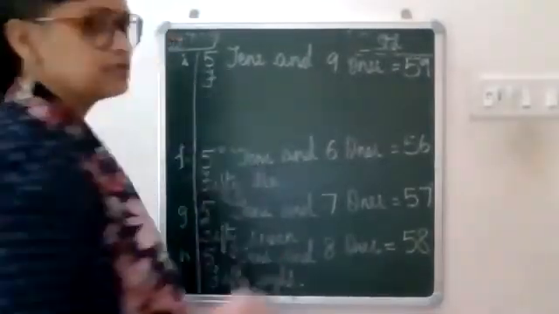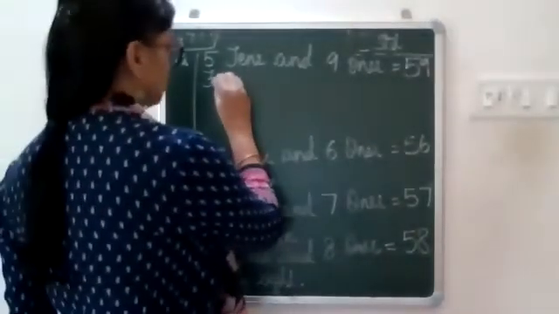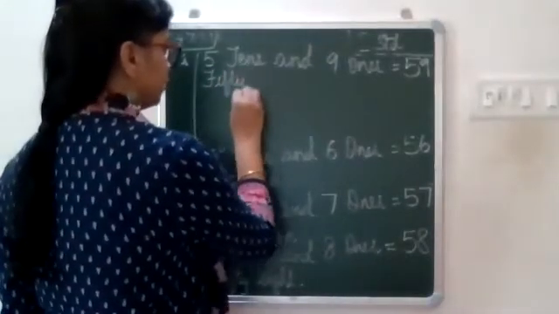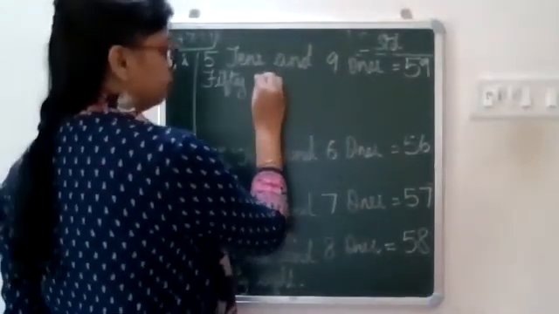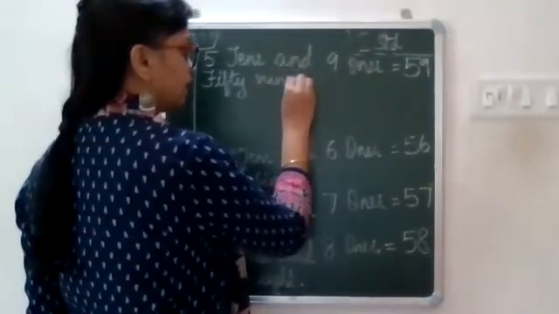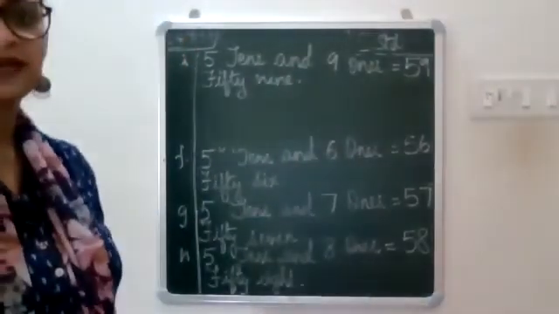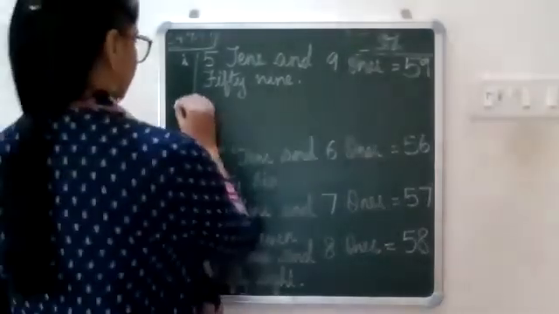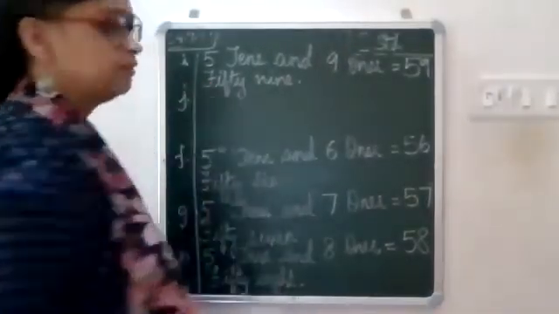Leave a line and then write capital FIFTY, 50. Leave a finger space. Write down NINE, 9. Now leave a line.